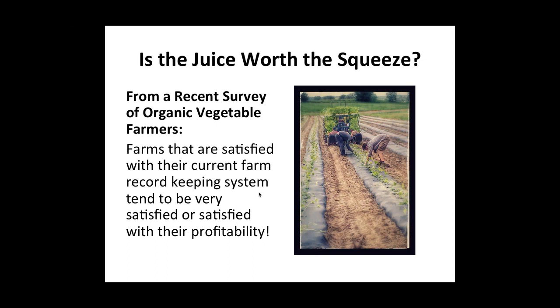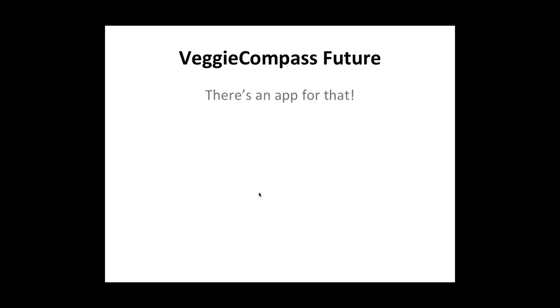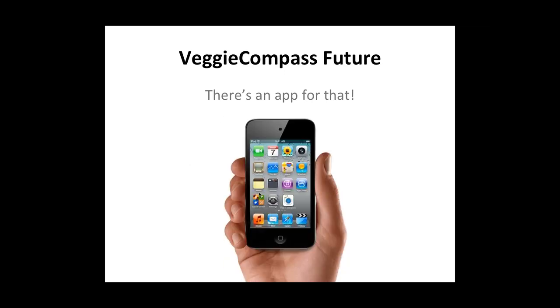Well, we did a survey of vegetable growers in Wisconsin a couple years ago, and one of the findings from that survey was that farms that are satisfied with their record keeping systems tend to be satisfied with their profitability. So we believe there's a link, and that those farms that are doing this type of record keeping and analysis are in a much better position to set prices that will ensure that they're profitable and sustainable in the long run. In terms of VeggieCompass in the future, we hope that there will be an app for that as well.